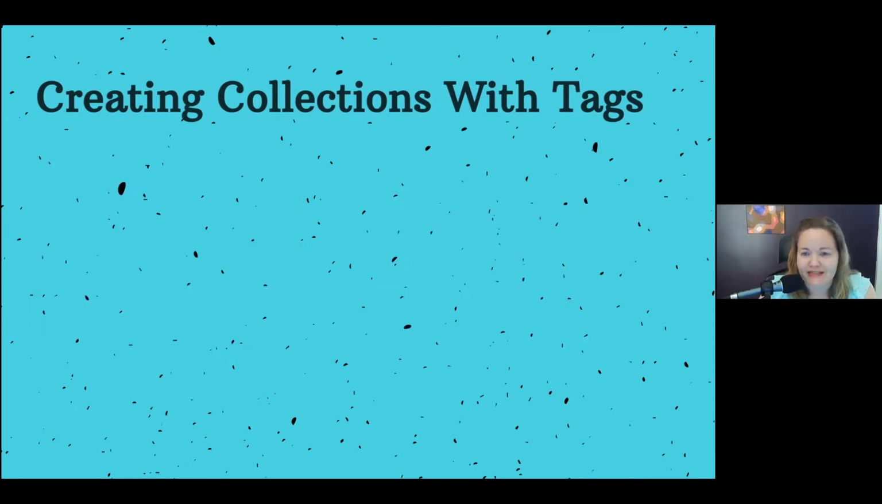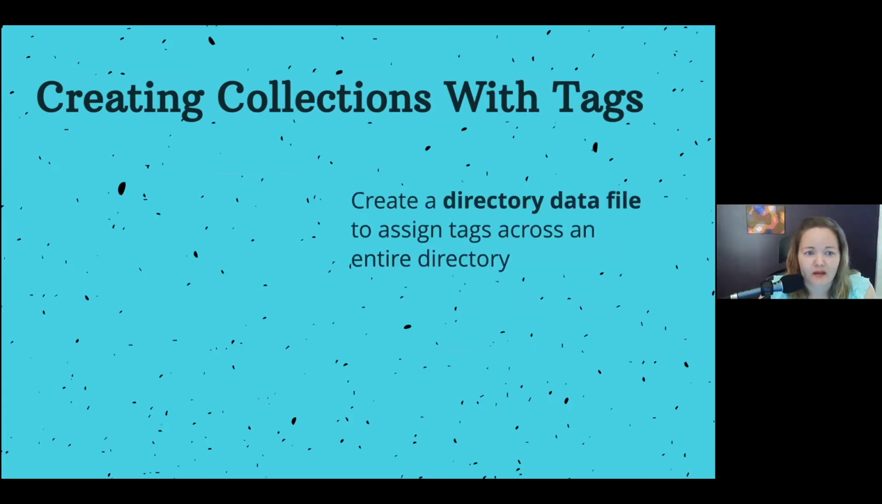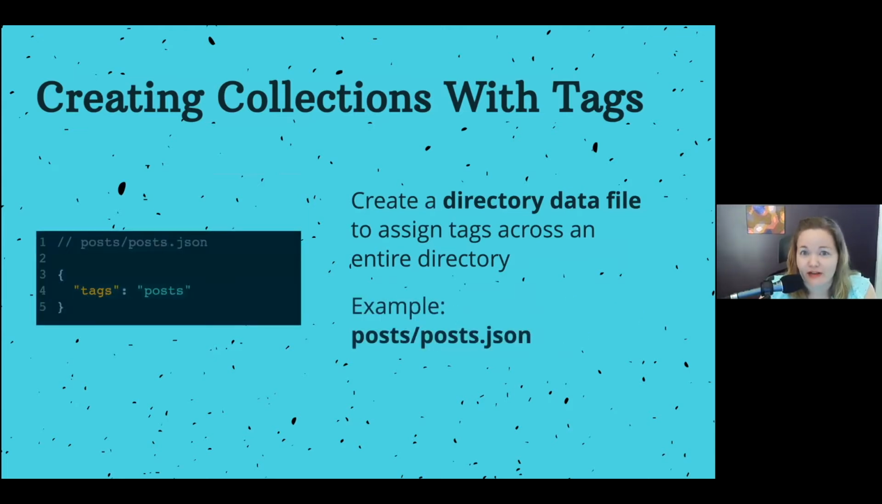Now, while the previous examples shown were intended to be placed in a single template's front matter, there is an alternate way. You may create a directory data file, which assigns tags to an entire directory of templates. So for example, given a directory called posts, you can create the file post.json, and the name must match the directory name. So you can see that matching here in the file path. And then you can add a little JSON object in here to attach the tags and assign a post collection.